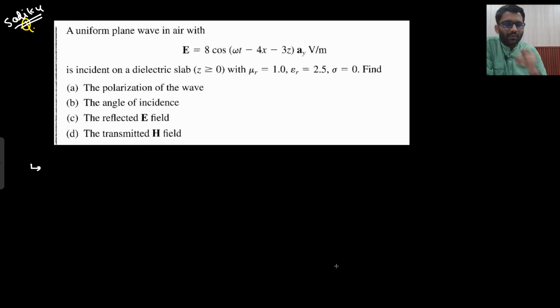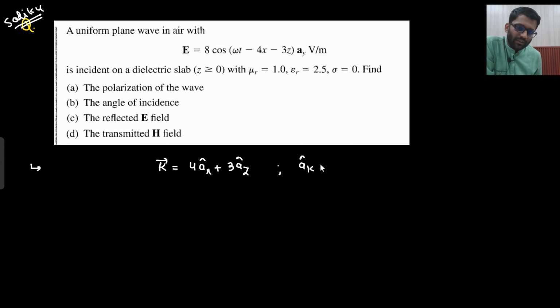So first we need to draw the diagram. Do you know how to draw the diagram? Yes. First I will find the wave propagation vector. What is that? 4ax cap plus 3az cap. So from here you can tell me the direction of wave propagation. The direction of wave propagation would be 4ax cap plus 3az cap divided by 5. So which plane will I make? I will make the xz plane.